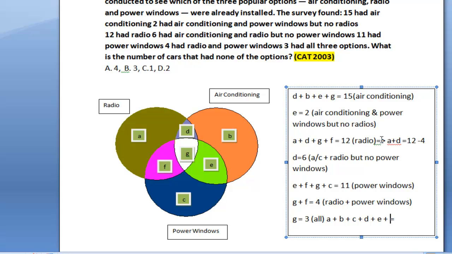4, and instead of A plus D as again 8, I'll strike off A as well. So what we are left with is E plus B plus C. We can find out the value of E, that is already given in the problem, that is equal to 2. So we need to only find out the value of B plus C.